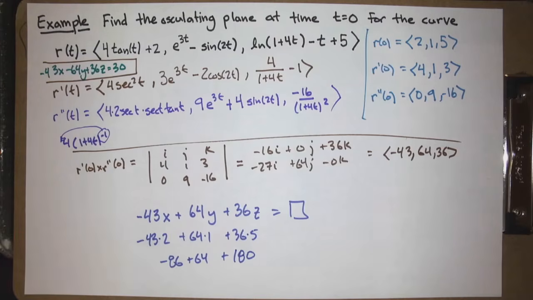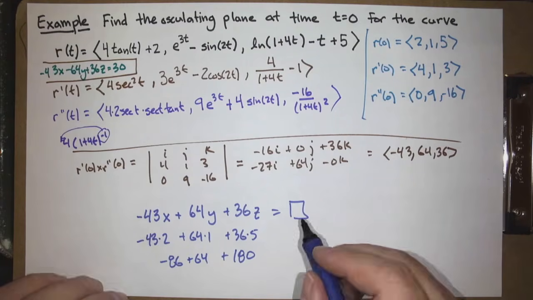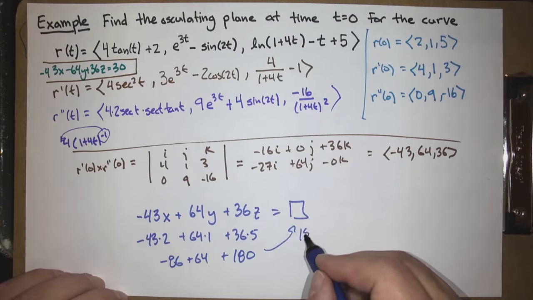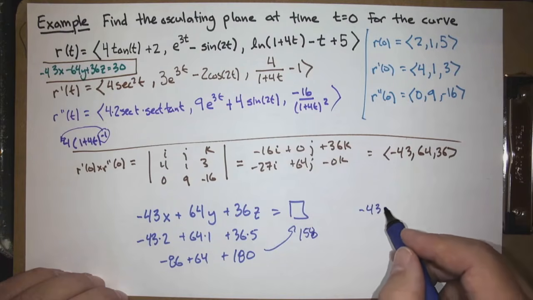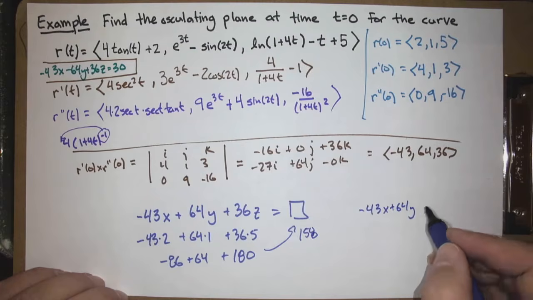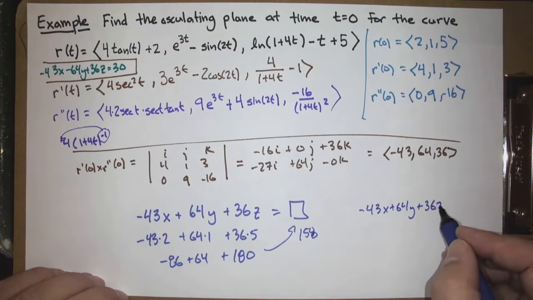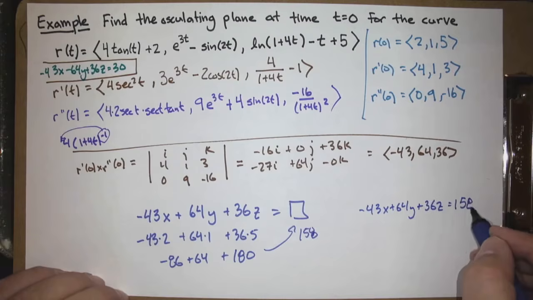And, well, what can we say? If you take 180, subtract 86, that would be 94. If you add 64 to 94, that gets you 158. And so that's our answer. Minus 43x plus 64y plus 36z equals 158.